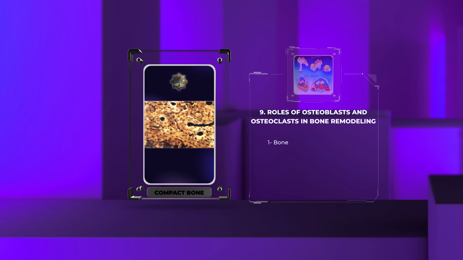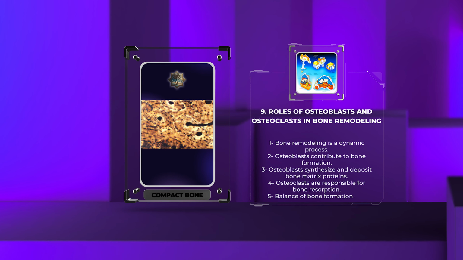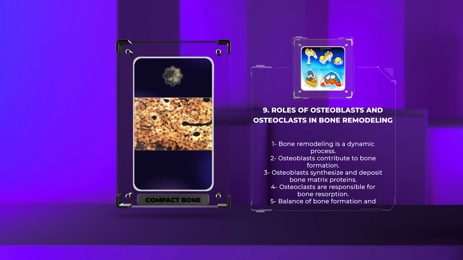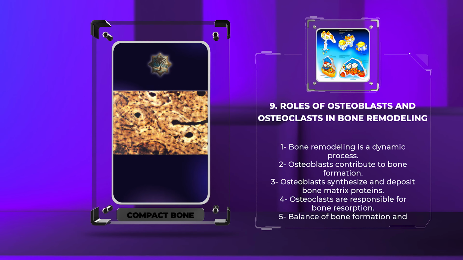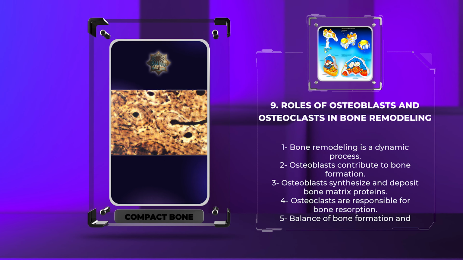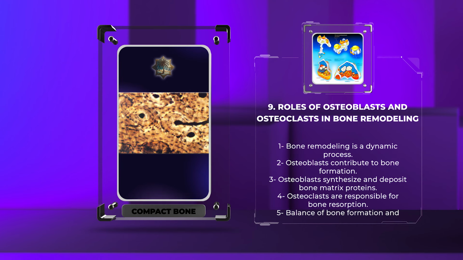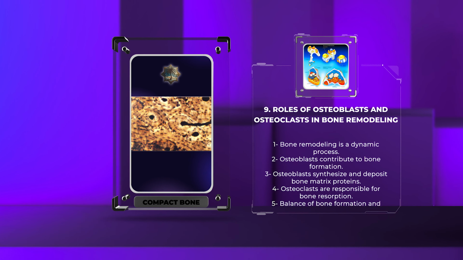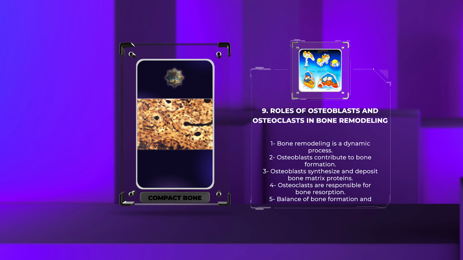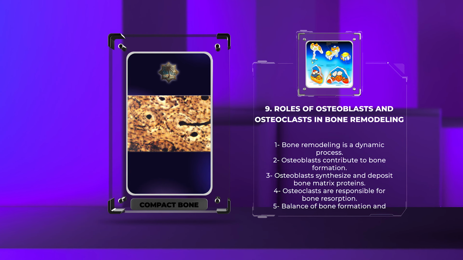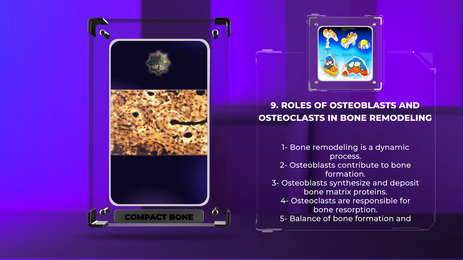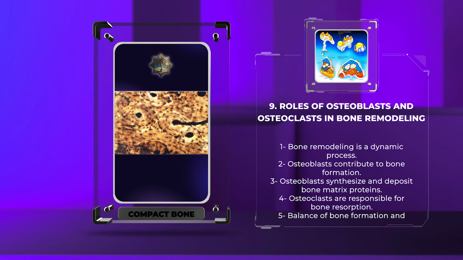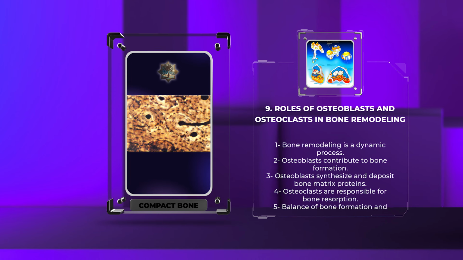Bone remodeling, a dynamic process, occurs throughout our lives and involves the coordinated action of osteoblasts and osteoclasts. Osteoblasts contribute to bone formation, synthesizing and depositing bone matrix proteins. In contrast, osteoclasts are responsible for bone resorption, releasing enzymes, such as acid phosphatase and collagenases, that break down the mineralized matrix. This continual balance of bone formation and resorption ensures the maintenance of bone strength, adaptation to mechanical demands, and the repair of micro damages that occur during daily activities.